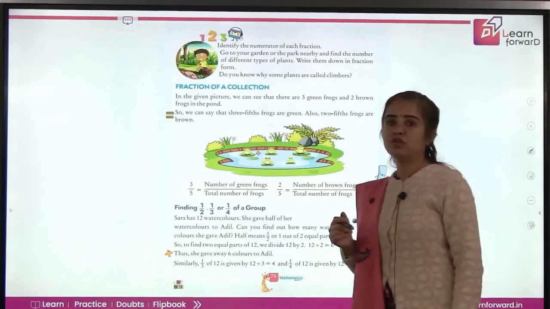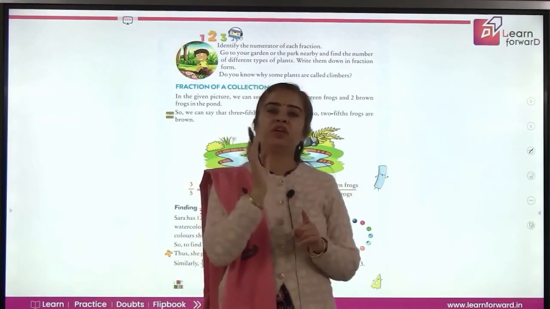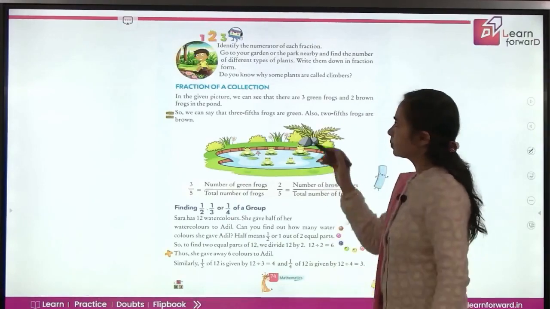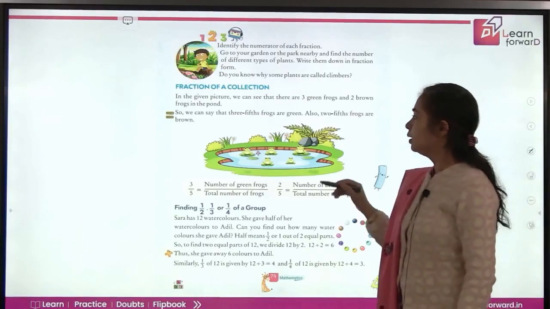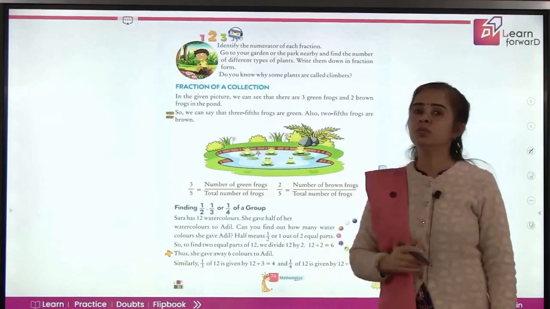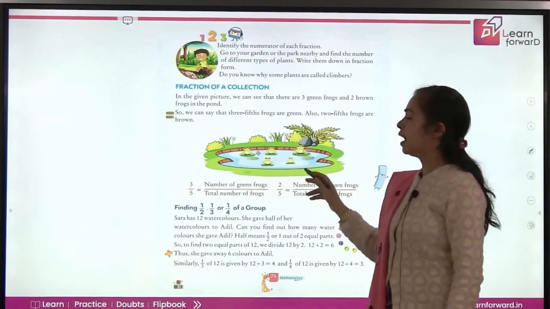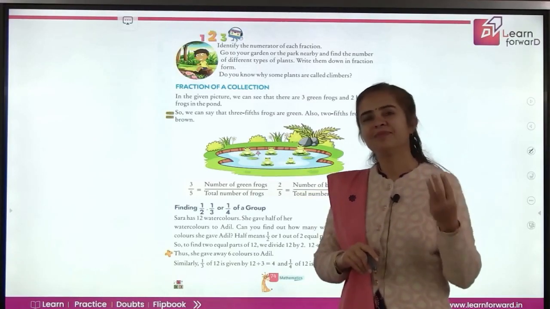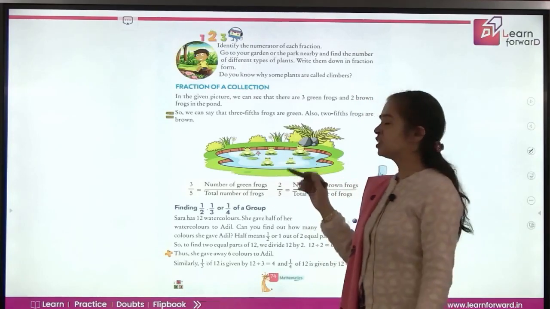Next is fraction of a collection. Here we have been talking about something whole which you have divided into parts. Now, if you have a fraction of a collection, that means you have more than one thing and you are dividing them, making groups out of them. What do you see in this pot? There are 5 frogs. So if I ask you how many are big ones? 3. And how many are small ones? Just 2.